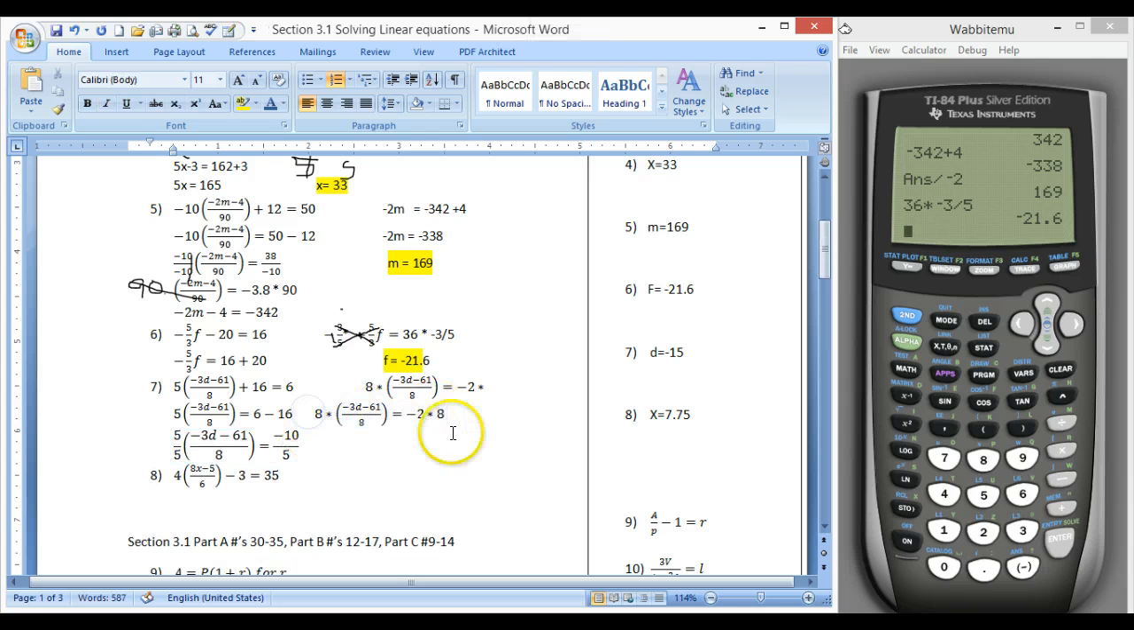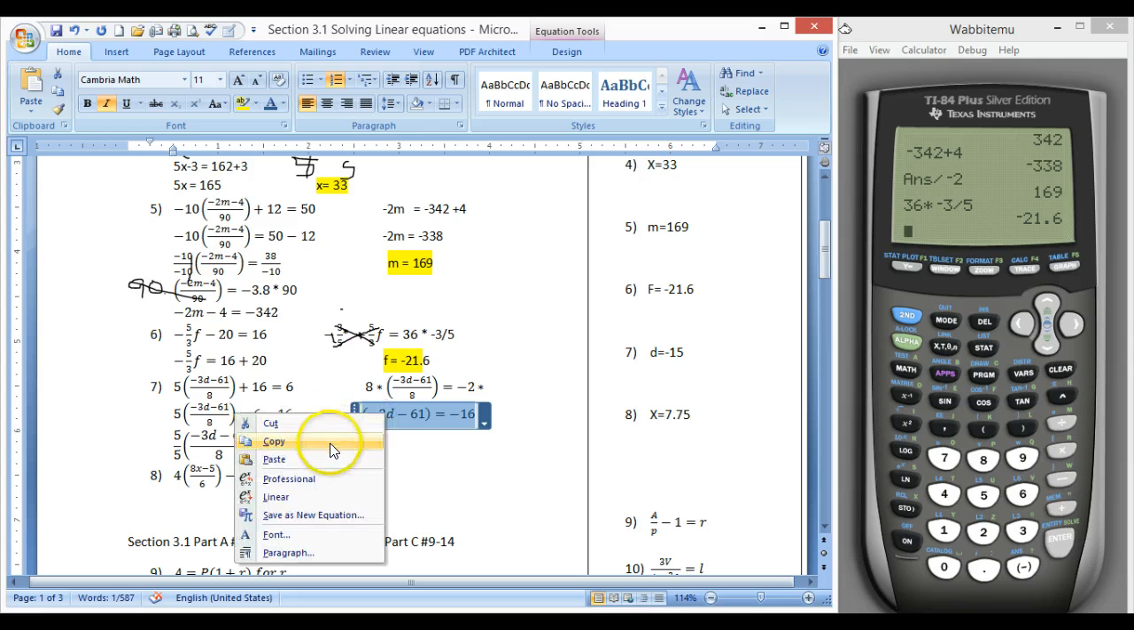Okay, so now I have this is gone, and on the bottom here, that's gone, and I'm just left with what's inside, negative 3d minus 61, because the 8's canceled. Negative 2 times 8 gives me negative 16. And now I've simplified it down to what we're familiar with on the first three examples. So here I have a multiplication, and again, I can theoretically just drop off those parentheses because nothing else is going on the left-hand side. And so now I need to add 61 to both sides.